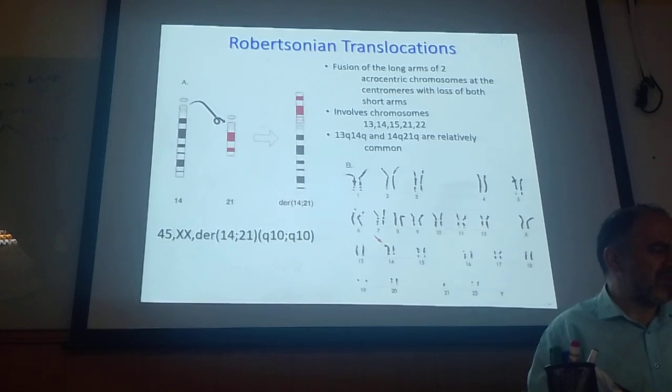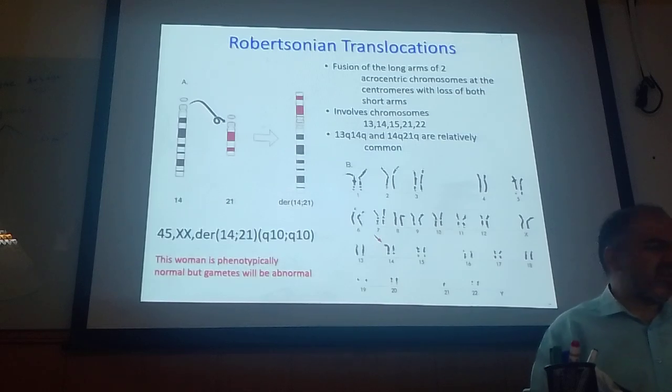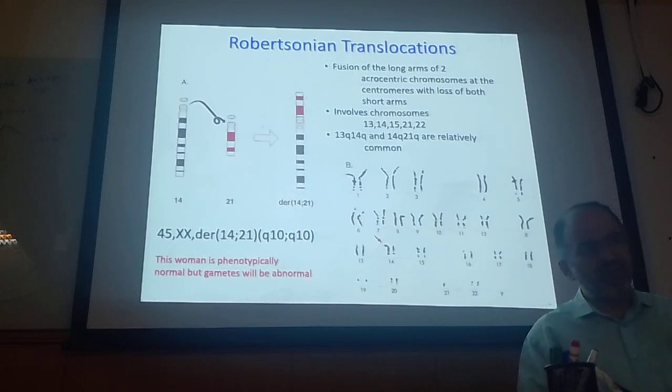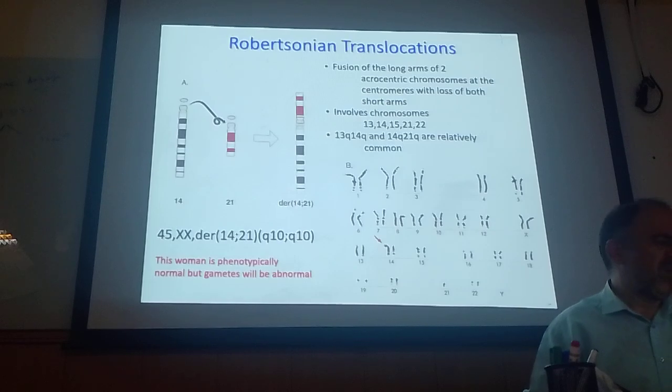Here you can see. This woman is normal, phenotypically normal, but the baby would be abnormal because 2 chromosome 21 can be in the ovum.